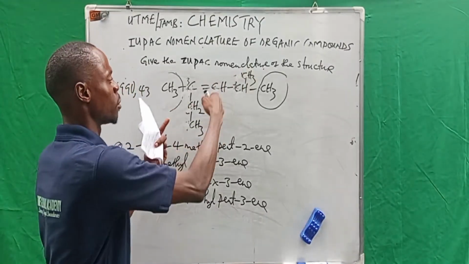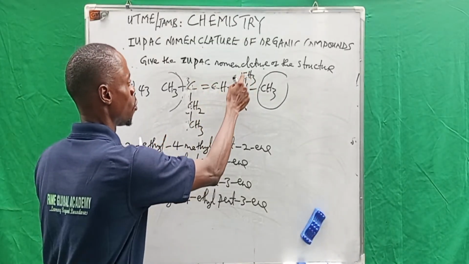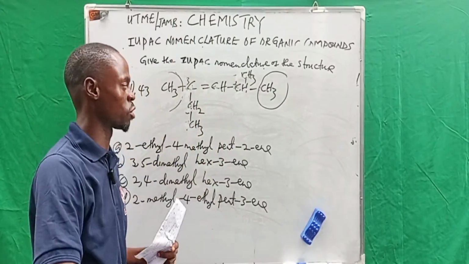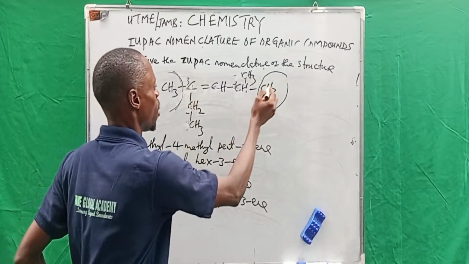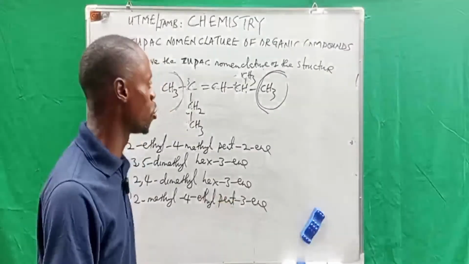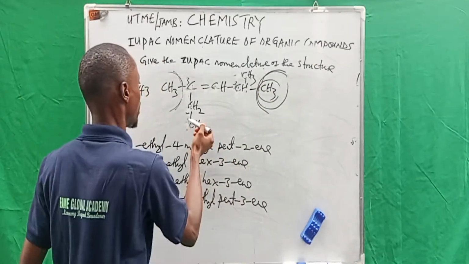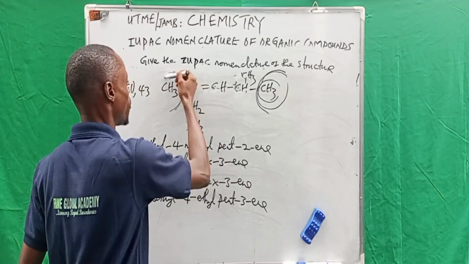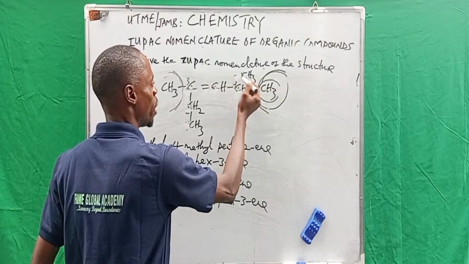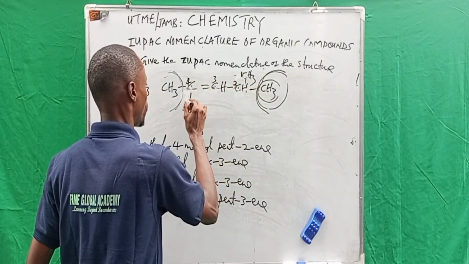Now, I said from both ends, the functional group is at carbon atom 3. The next thing to consider is to look at our branch and compare it with the other branch. Where is the branch closer? From one end, 1, 2, at carbon atom 2, we have our branch. But from this end, 1, 2, 3, at carbon atom 3, we have our branch. We must start numbering from where? From this end. We have 1, 2, 3, 4, 5, 6.